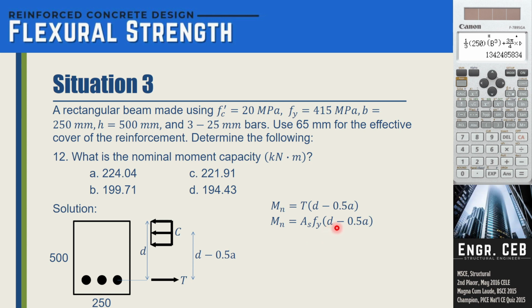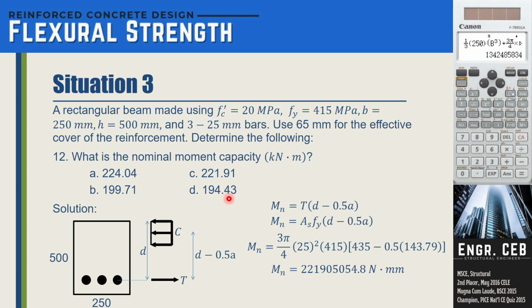We multiply this by d minus 0.58. So we substitute the values. We have reinforcement as 3 pi over 4, 25 squared, and then Fy is 415. Then D, we have computed this before, 435, and then A, we have computed this in the previous problem. So we have 221,905,054.8 Newton millimeter. So in kilonewton meter, 221.90. Okay, so that is letter C.